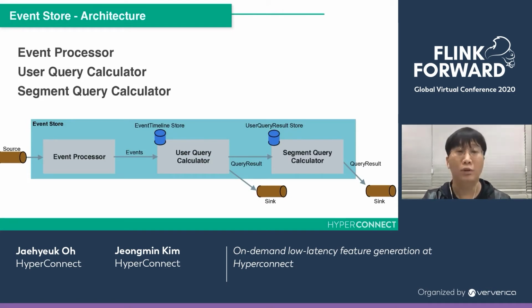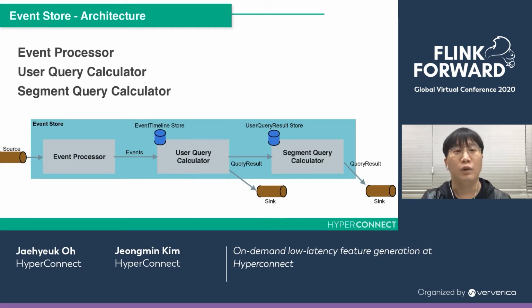Next, I will introduce each part of the event store. The event store can be divided into 3 parts: event processor, user query, and segment query calculator. From the source, such as Kafka, we can detect the user's behavior in the service. But often we need to attach the behavior's context to a user's profile in order to translate its event into valuable information or to understand the user's behavior on a deeper level.